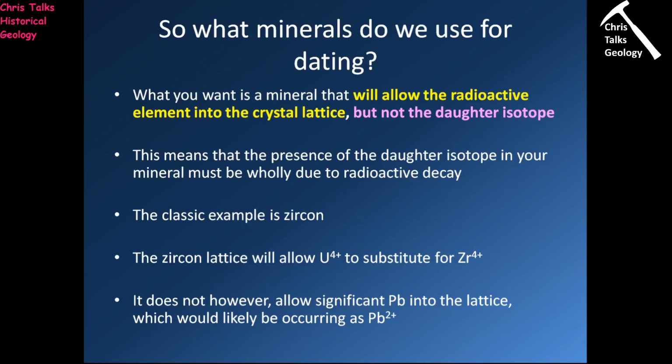So next question is, what minerals do we want to use when dating a rock? Now remember, we can use the minerals to date the rock because the minerals are part of the rock. So when the mineral crystallized, that's part of the rock forming process, isn't it? So that crystal is considered to be part of the rock, and therefore we can use it to date the rock as a whole. So what we want is a mineral that will allow in the radioactive parent isotope into the crystal lattice, but not the daughter isotope.